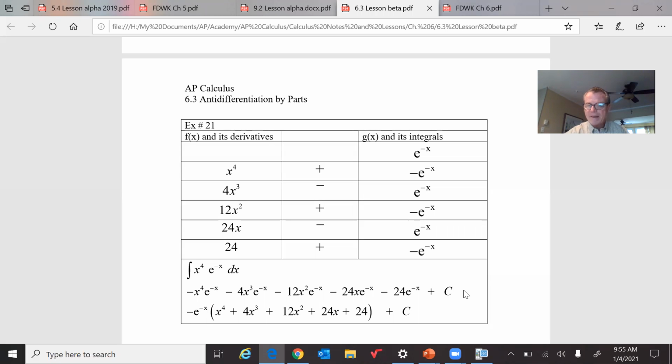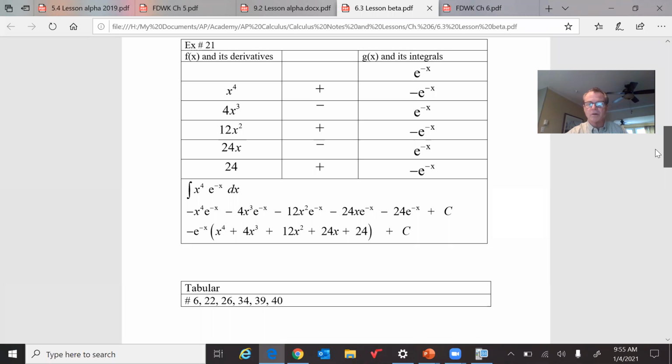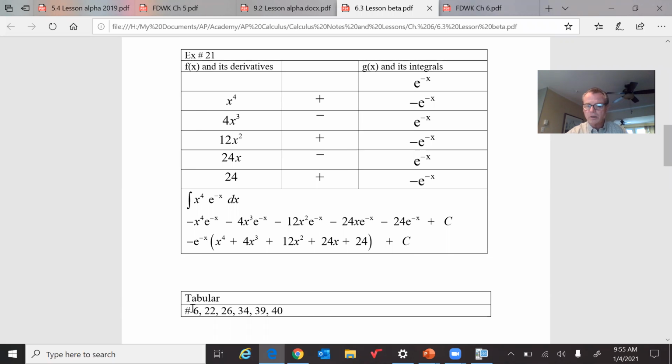Okay, so the tabular method is sufficient. Okay, and you just say, well, take the one term that's going to eventually differentiate to 0. And the other term, you have to constantly anti-differentiate repeatedly. Now, these problems in the book can all be done using the tabular method. So we identified them here. And to be honest with you, we're looking at this. For you to do the tabular method of parts is essentially a C level of understanding.